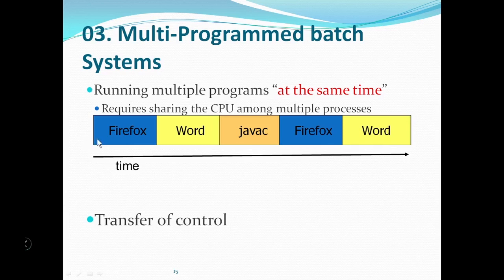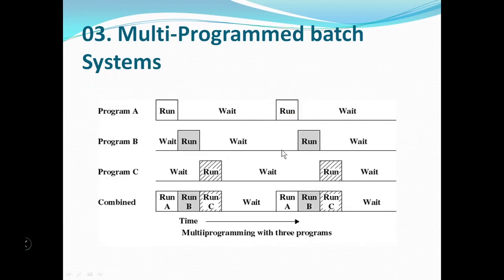In this example, at first the CPU executes some code of Firefox. Then a context switch happens, and then the CPU executes the Word process. After a certain amount of time, another transfer of control or context switch happens, and control is given to the Java program. Then the CPU executes that Java program. Again, it transfers the control, then some other program may be executed.